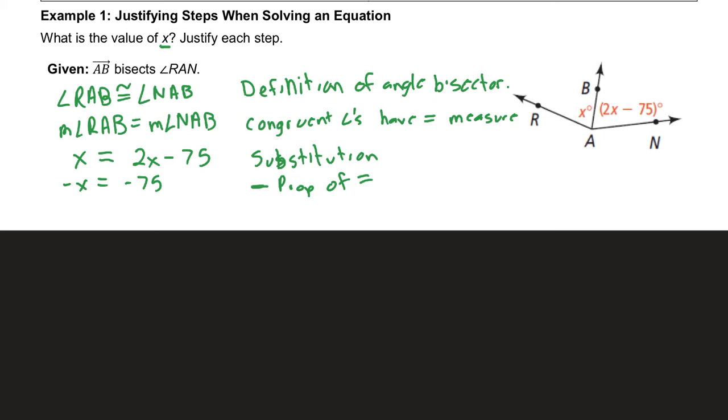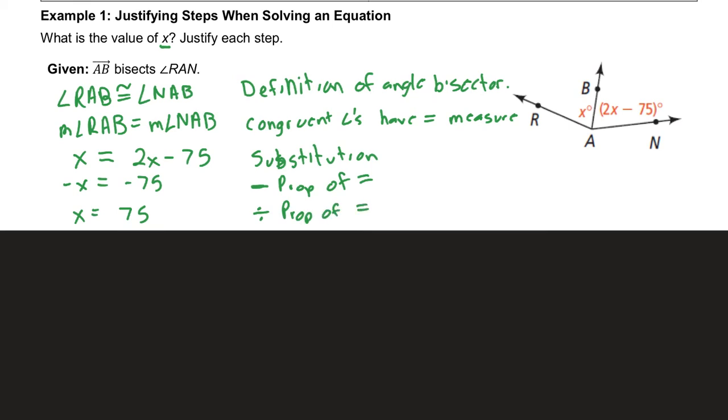And I know I'm doing a little bit of abbreviating here. I'm doing that mostly to save space. Now, if I was going to solve this, I would try to get rid of the negative on that x value, or the value of x on the left-hand side. So I would divide both sides by negative 1. If I do that, I get x equals 75. I divided both sides by negative 1, so that's the division property of equality.